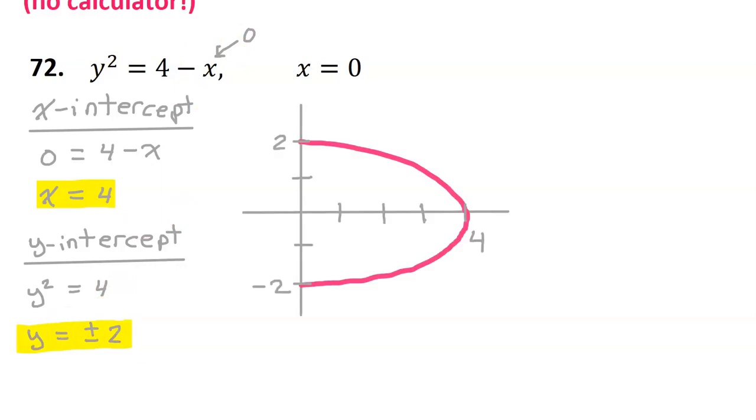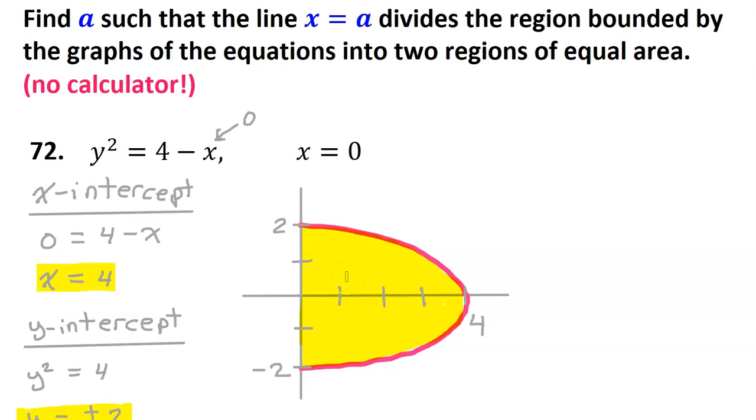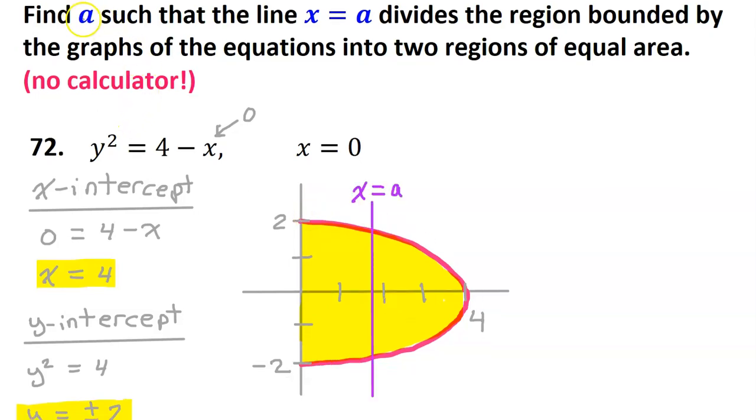So here is a sketch of the sideways parabola. And here is the area bounded by the y-axis and the parabola. We need to find A such that the vertical line x equals A separates this area into two regions of equal area. We can simplify the problem considerably by only looking at the top half of the picture. If we find the vertical line x equals A that cuts the top half into two equal areas, that same line will automatically cut the bottom half into two equal areas as well.